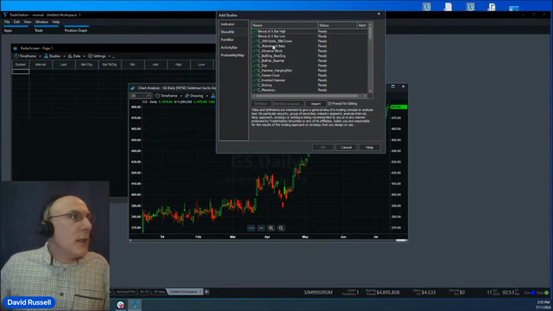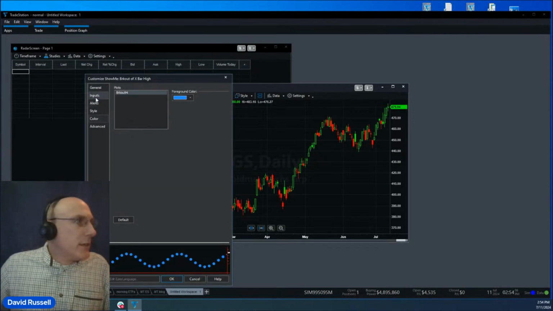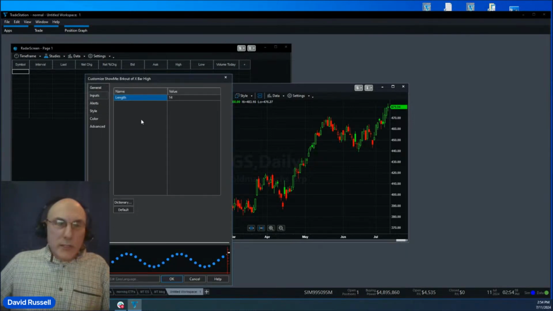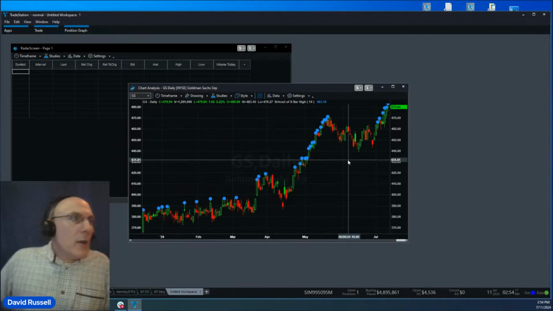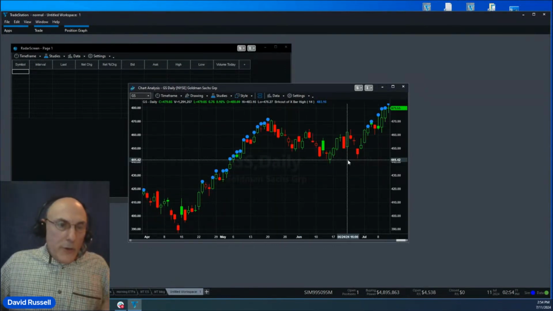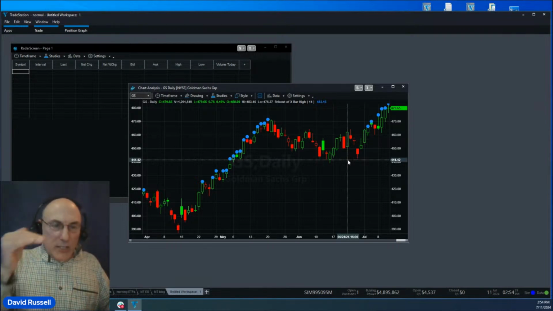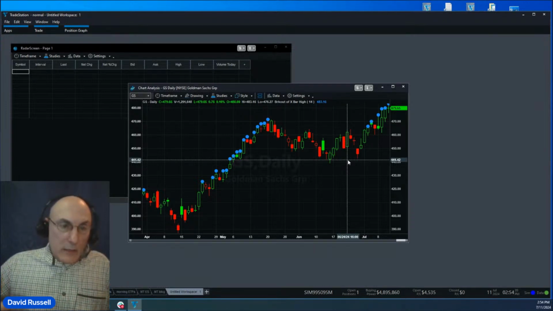So we're going to go to breakout of X bar high and hit OK. Now, by default, it's going to have 14 days. So what this is going to do is highlight when things hit that 14-day high. And there you go. What's interesting is that when things are range bound, they'll often suddenly start hitting those highs, and then you get potential continuation. And that's the way that something like this can work.